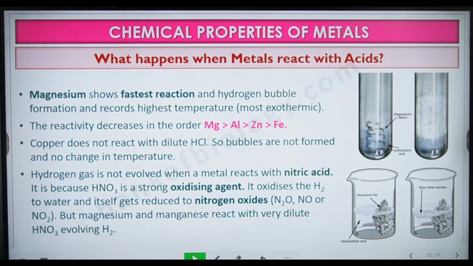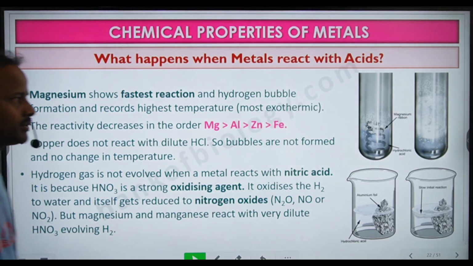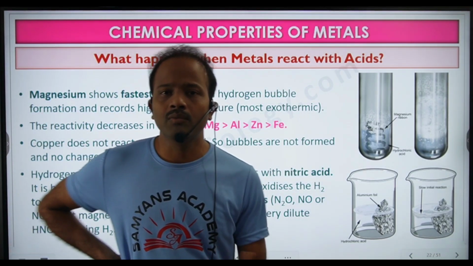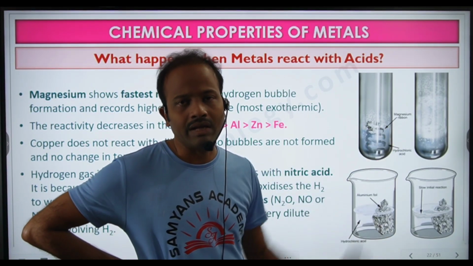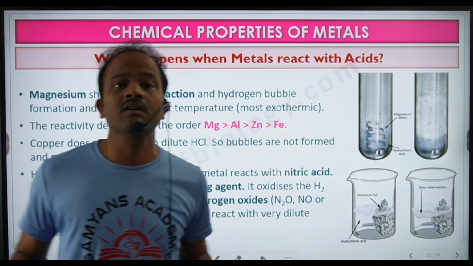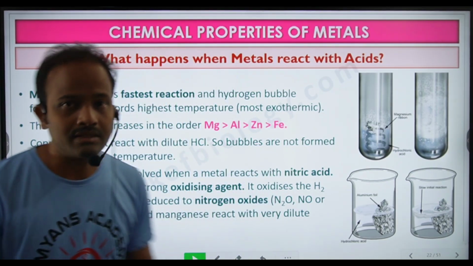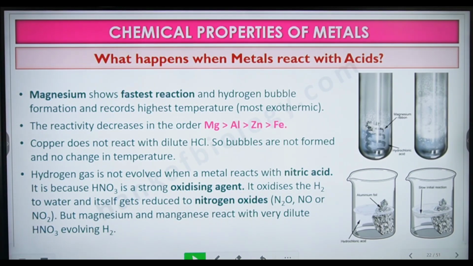Copper does not react with the dilute HCl, so bubbles are not formed and there is no change in the temperature. When you place the copper in the HCl, we cannot observe any bubbles. Hydrogen gas bubbles are not evolved in the case of copper, and that means the copper does not react with the acids.